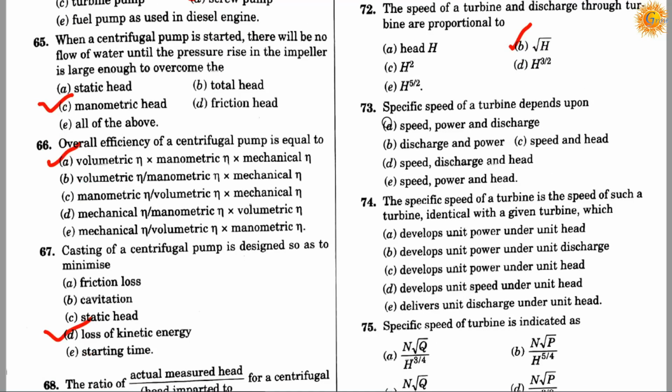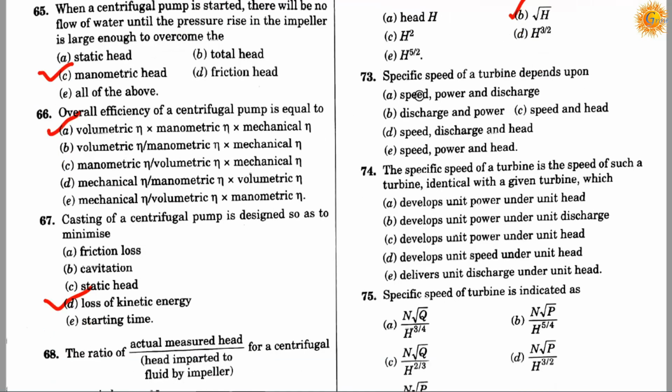Question number 73. Specific speed of a turbine depends upon: option A, speed, power and discharge; option B, discharge and power; option C, speed and head; option D, speed, discharge and head; and option E is speed, power and head. So correct answer is E. It will be specific speed of turbine depends upon speed, power and head.